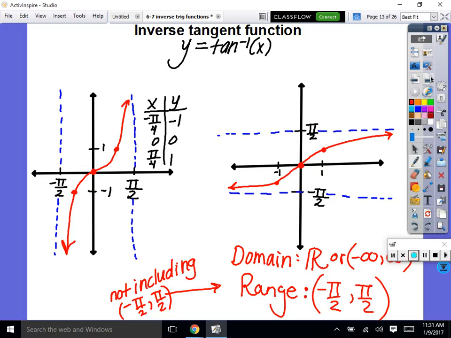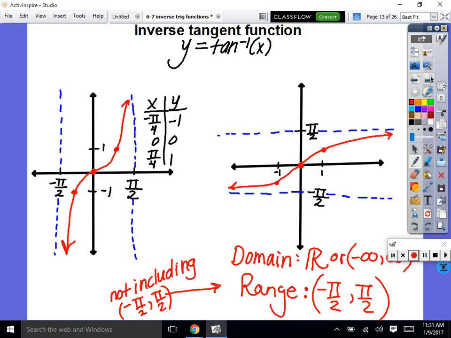So notice my domain is growing left and right forever. So for tangent inverse, you can literally plug in anything. Any number for tangent inverse is available to find. You can plug any value in. But our output, our range, is going to be on an interval from negative pi halves to pi halves. So looking at this, we reflect it and whatnot.